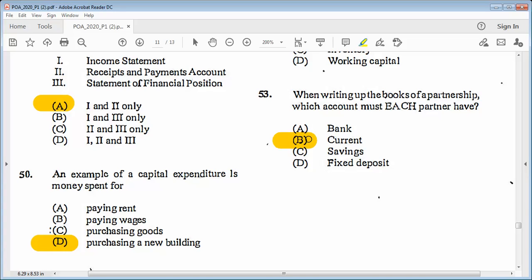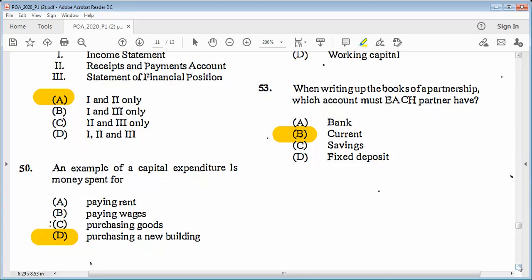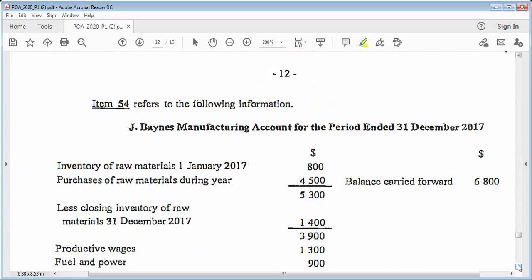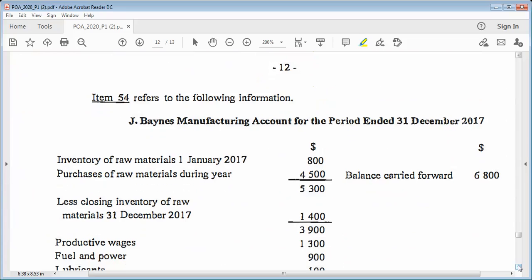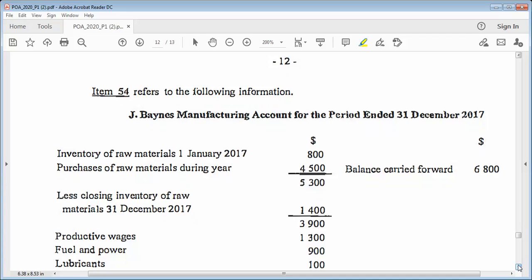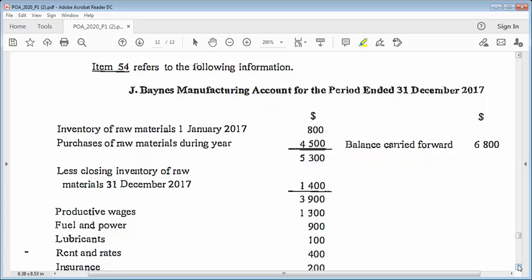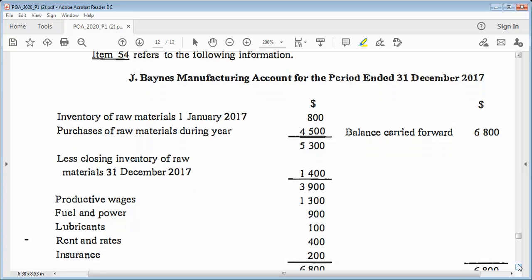Okay, let's move on to 54. Item 54 refers to the following information. Here we have a manufacturing account for J. Baines for the period ending 31st of December 2017. We have our information here. Inventory of raw materials, 1st of January, 800. Purchases of raw materials during the year, 4,500.